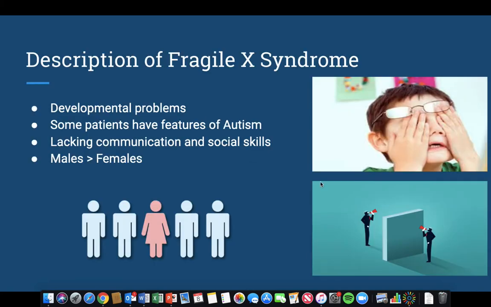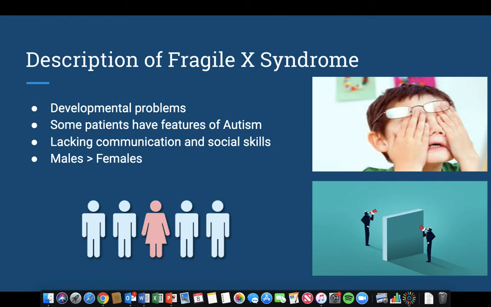So, Fragile X is a genetic condition that causes a range of developmental problems, including learning disabilities and cognitive impairment. Many individuals with Fragile X syndrome actually have features of autism spectrum disorder as well that affect communication and social interactions. Affected individuals usually have delayed development of speech and language by the age of 2. And Fragile X is actually more common in males than females.